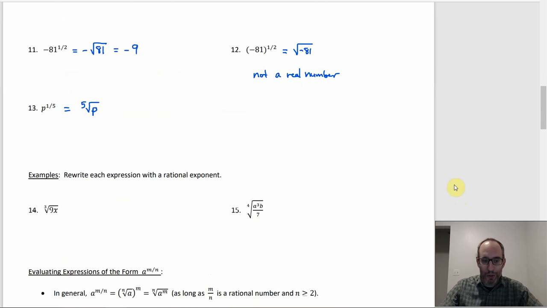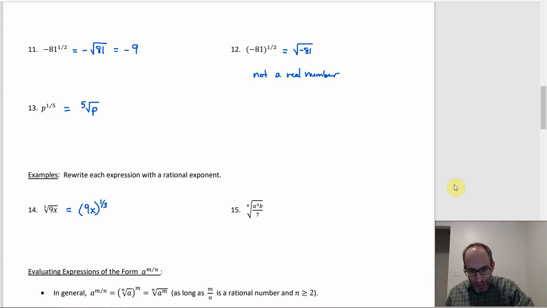14 and 15 are going the other way. So instead of having it written with a radical, rewrite it so you have a rational exponent. If we have a cube root, we can write this as 9x raised to the power of 1/3. The one thing to watch out for with something like 14 is to make sure you're raising the entire 9x to the 1/3. So put the 9x in parentheses, because without the parentheses, the only thing being raised to the 1/3 would be the x. And you need the whole 9x.